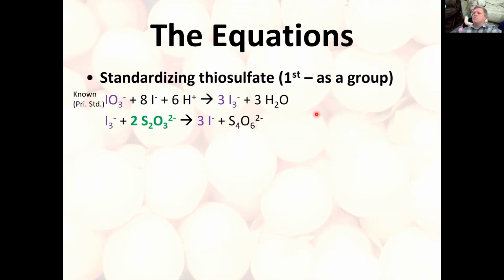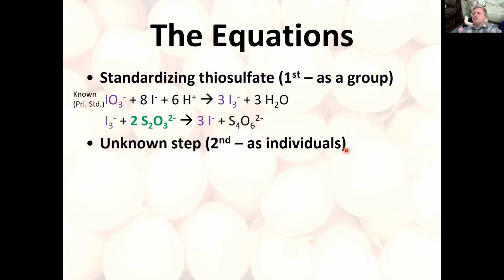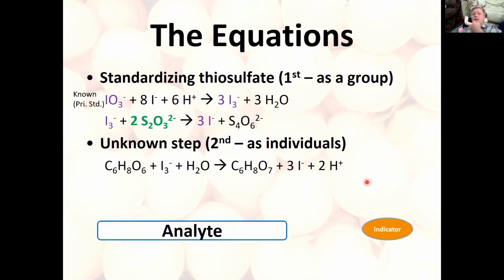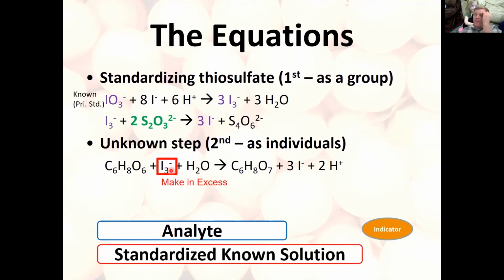But then, once we've standardized our thiosulfate solution, we're then ready to determine the concentration of vitamin C in our unknown. And so the way this is going to work is we're going to take some vitamin C tablets, crush them up, and take some of that powder, and that is going to be our analyte. So we'll dissolve that in a solution, and then we're going to add some known amount of the I3 minus solution. So this is our KIO3 plus KI solution, and that forms this I3 minus.